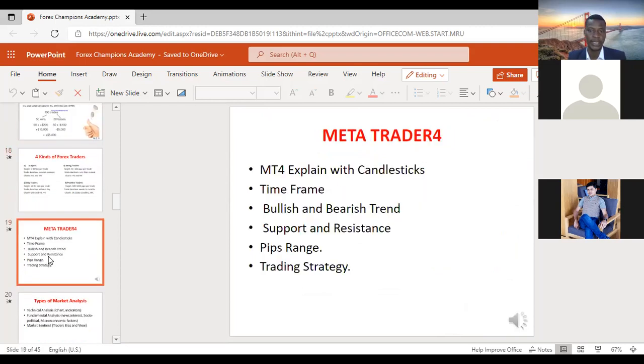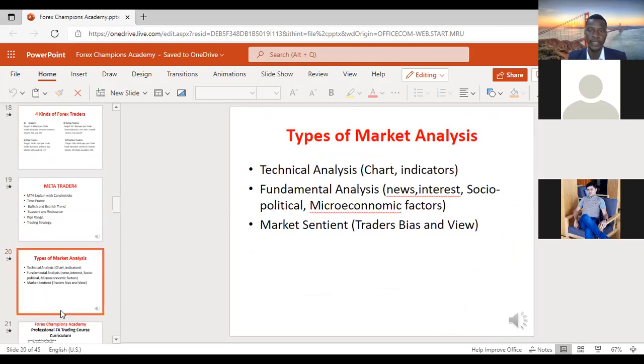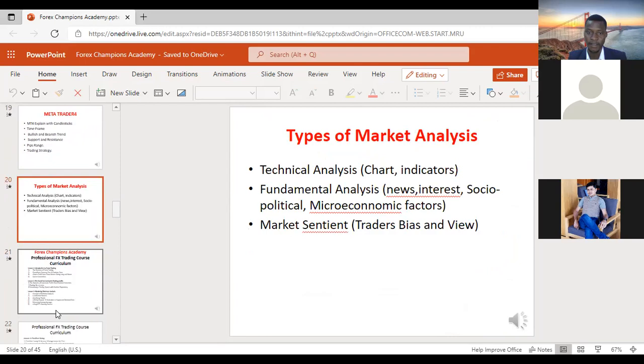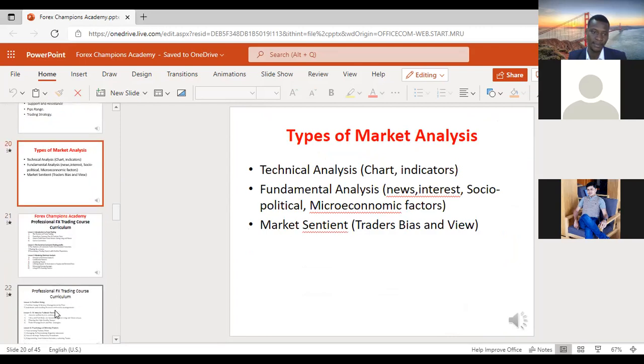And we'll be looking at how to use MetaTrader 4. We'll go live this time, on how to use MetaTrader 4 or MetaTrader 5. And we'll be looking at the types of market analysis: technical, fundamental, and market sentiment.